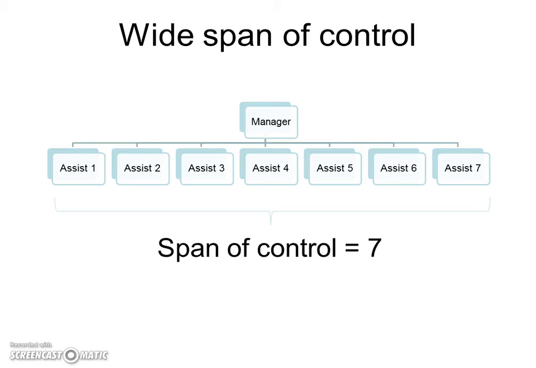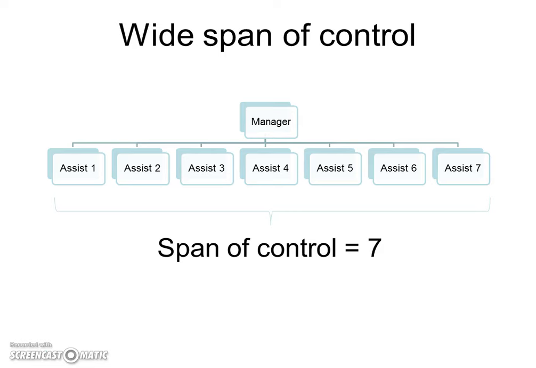So here's an example of a wide span of control. And this is all relative. There's no magic number for what's wide and what's narrow. In this example, we have a number of subordinates under this manager, and the manager is directly responsible for all 7 of these employees. So whatever they do reflects on the manager, and he or she would try to control what these 7 people do and have some oversight of that.